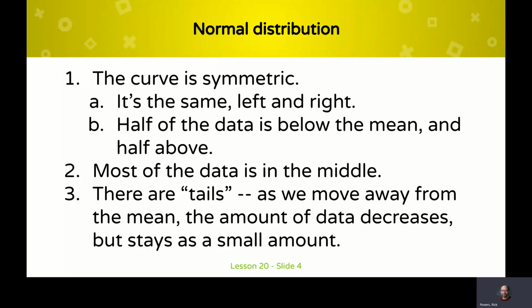Number one, the curve is symmetric. It's the same on the left and on the right. Half of the data is below the mean and half is above. Number two, most of the data is in the middle. Number three, there are tails. As we move away from the mean, the amount of data decreases but stays as a small amount.